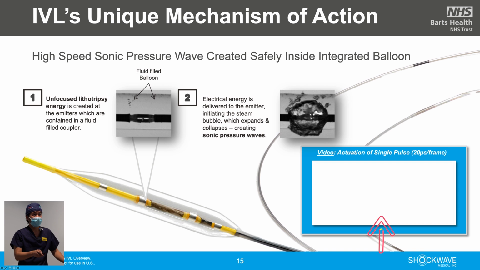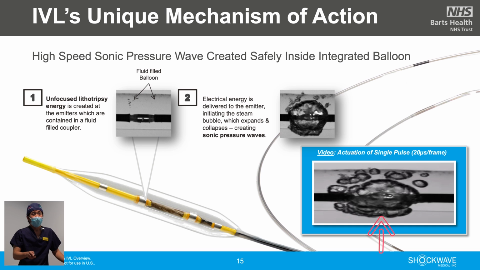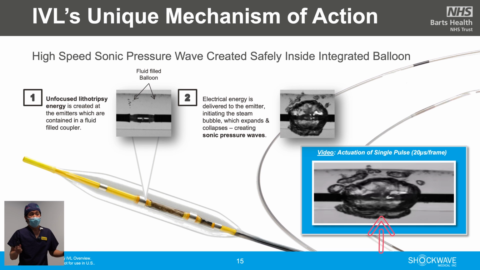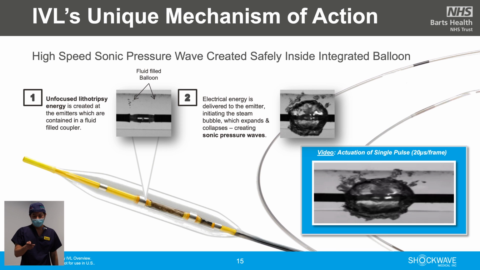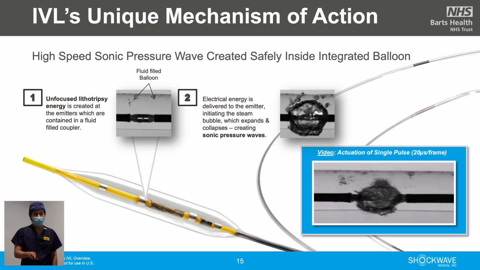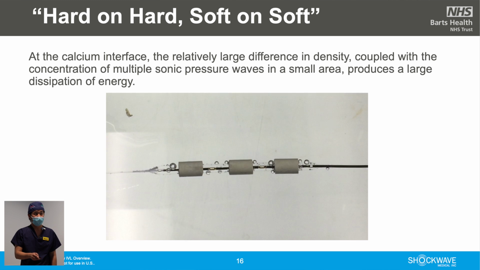This emitter emits like a spark, and that spark creates bubbles. And the bubbles, it collapses rapidly, causing a wave. So, and that's how it works. And this is one example of what they did in the lab, where they put a block of calcium, and you can see how it will work.